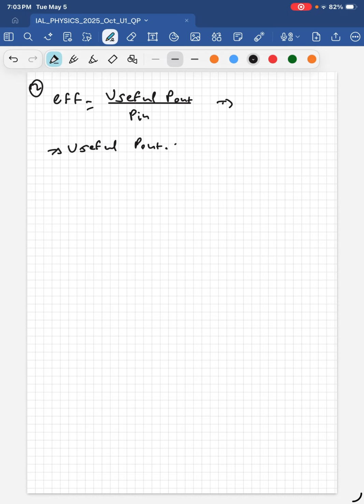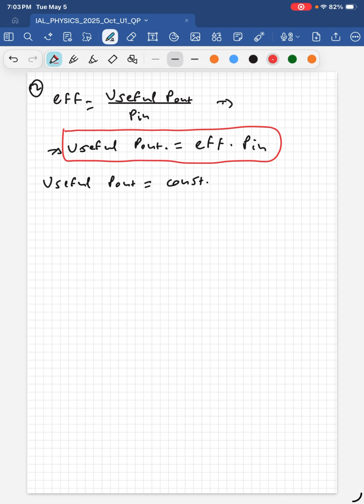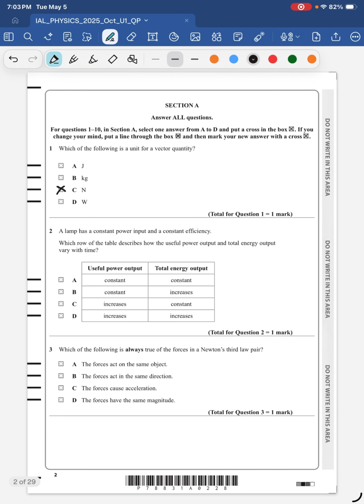Okay, so we see that the useful power output is given by the efficiency times the input power. So this does not depend on time. So useful power output is constant, right? Because nowhere in this equation, the one that I box in red, do we have a time dependence. And now if we go back to the table, we see that options C and D are automatically wrong. So it's either A or B.